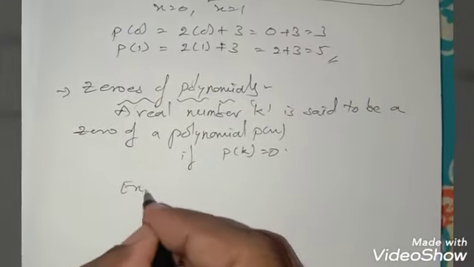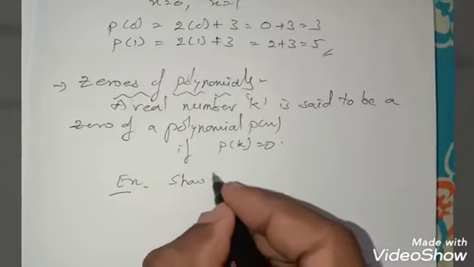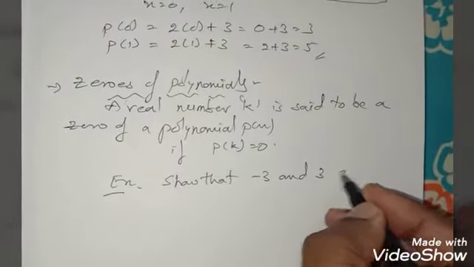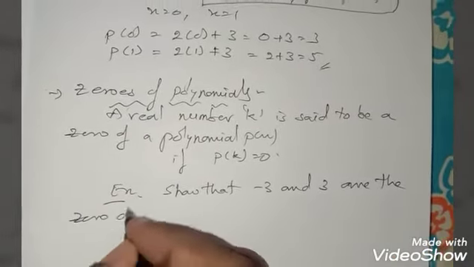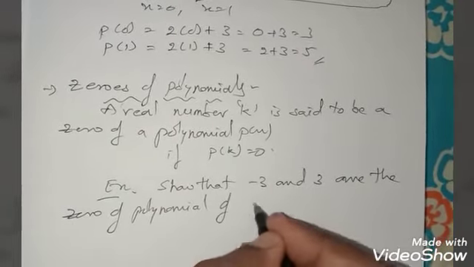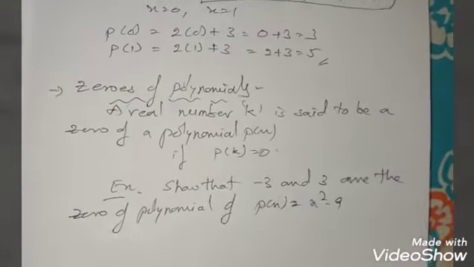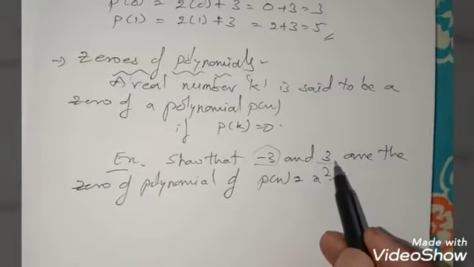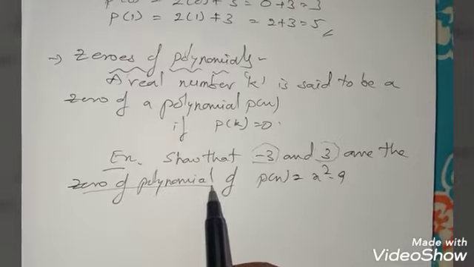Now if I take an example, show that minus 3 and 3 are the zeros of the polynomial p of x is equal to x square minus 9, right? Here x value is minus 3, and here x value is plus 3. What we have to show is whether they are zeros of the polynomial.